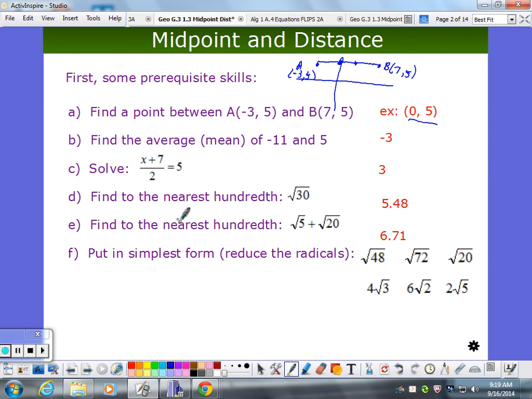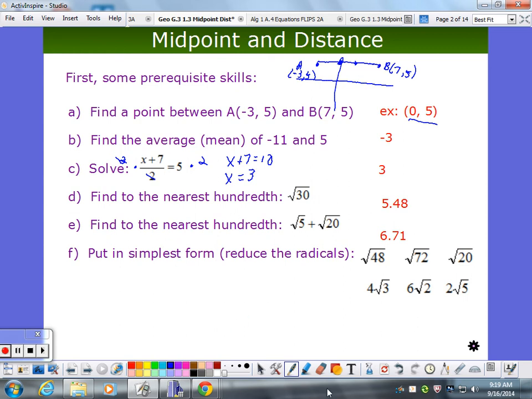Solving this, there's a couple ways to approach it. You want to get x by itself, right? What did you do, Amy? Why did I multiply both sides by 2? Why did you choose 2? Well, cross reduce. What happens here? It goes away, and we're left with x plus 7 equals 10. We use the subtraction property of equality, x is 3. How do you check your work? Plug it in. 3 plus 7 is 10. 10 over 2 is 5.